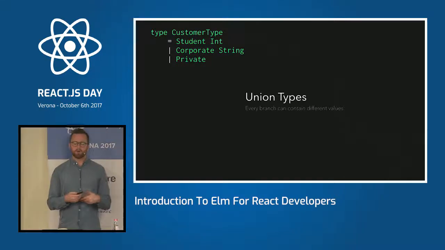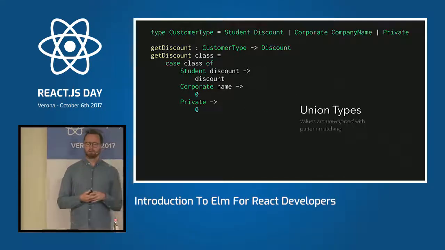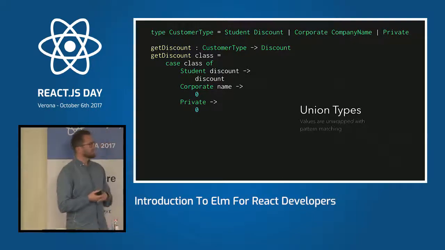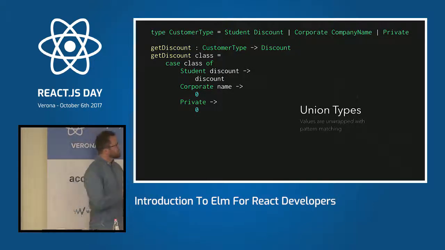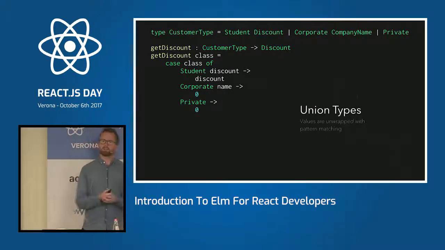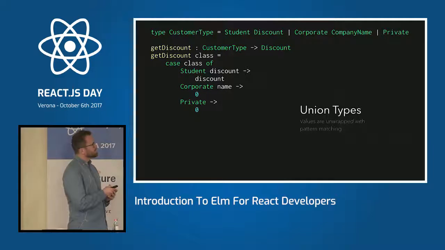So when we try to unwrap these and use them in the other end, we'll use what's called pattern match. So here we have a function getDiscount that accepts one of these customer type values, and it returns a discount, which is an int. So here we use the case expression, which is one of the few constructs in Elm. We say that, okay, we want to switch depending on the value of this class. So it's basically like a more fancy switch statement. So if it's of type discount student, then execute this line, etc., etc.